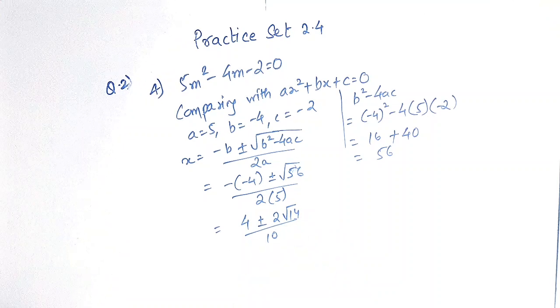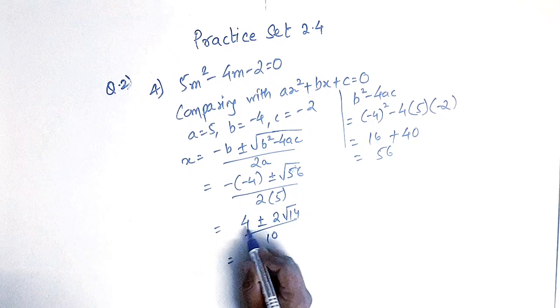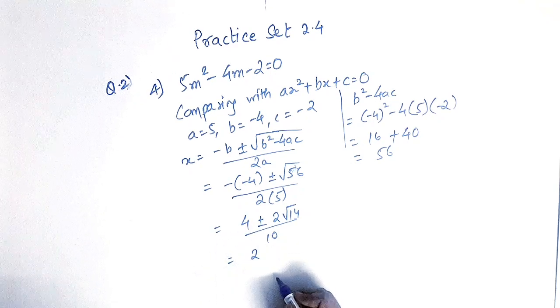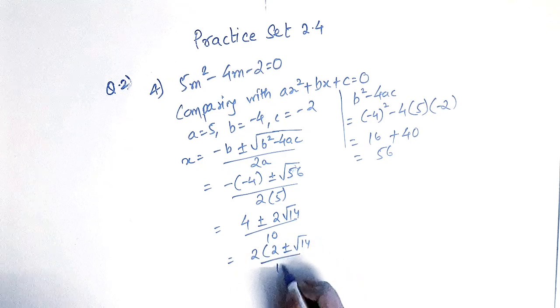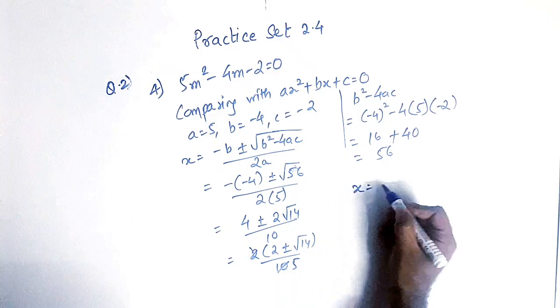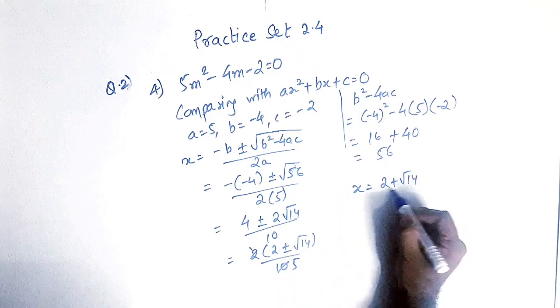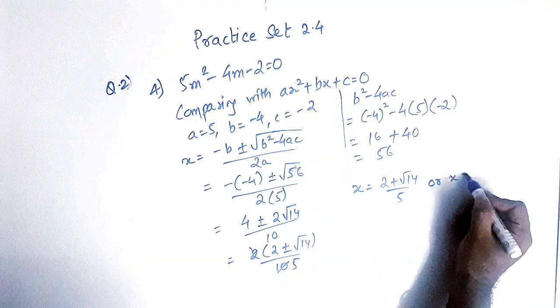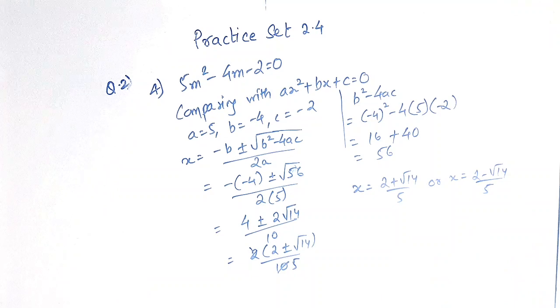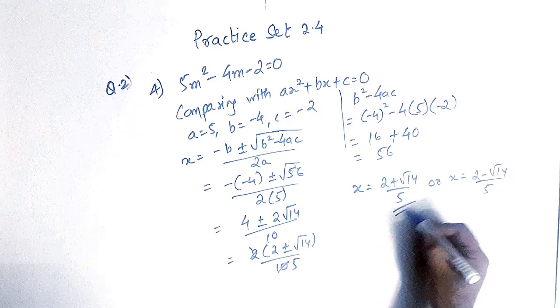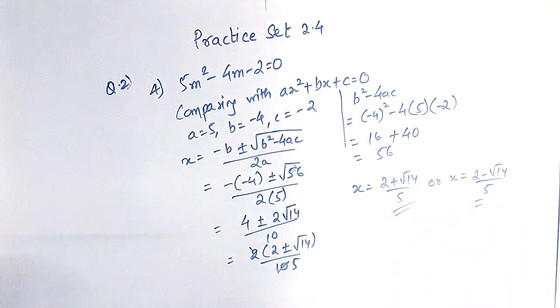Correct? So I'll write here, I can take 2 common here, 2 is common. What I can write here is 2 plus or minus root 14 upon 10. Correct? So 1s are 5s are. So what I'm getting is x is 2 plus root 14 upon 5, or x is equal to 2 minus root 14 upon 5. So these are the possible roots of the given quadratic equation. Then let us move on to fifth one.